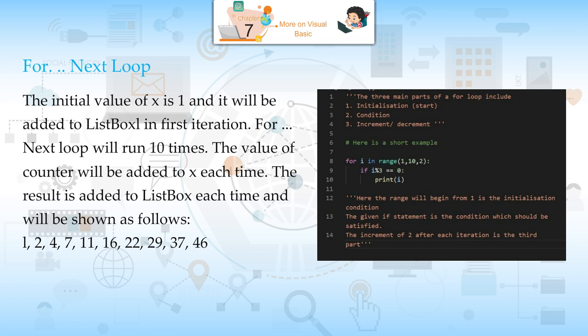The For Next loop will run 10 times. The value of the counter will be added to x each time. The result is added to the list box each time and will be shown as follows: 1, 2, 4, 7, 11, 16, 22, 29, 37, 46.